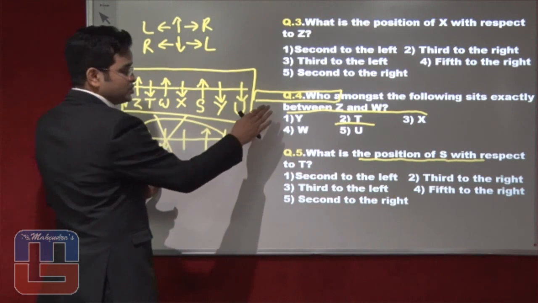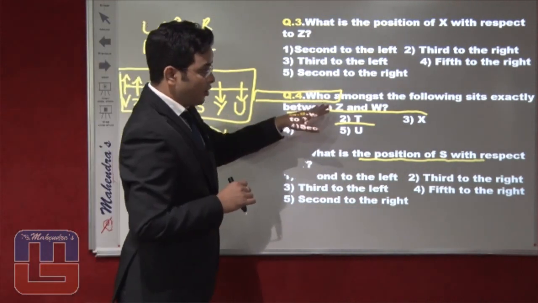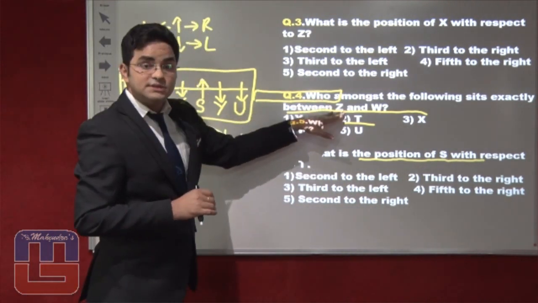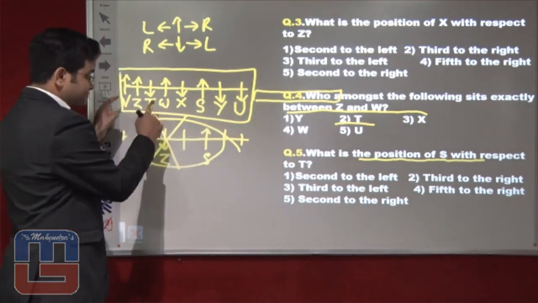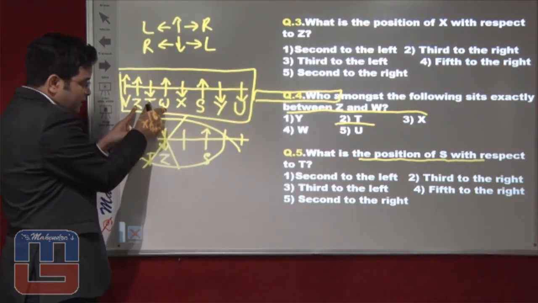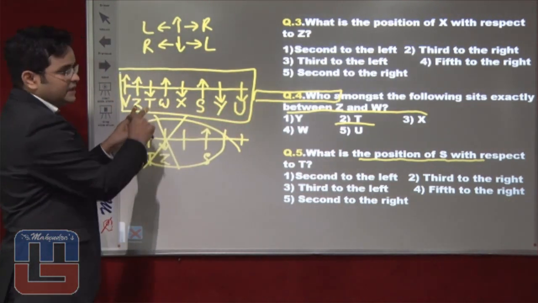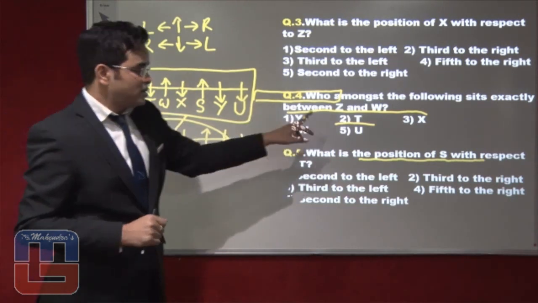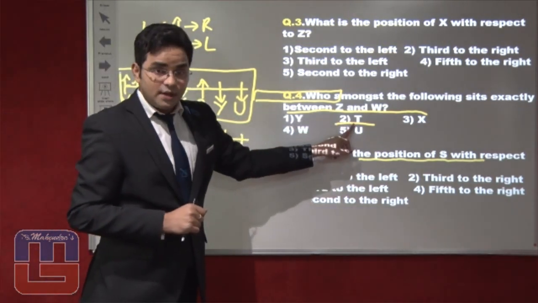Let's take another question. Question number 4. Who among the following sits exactly between Z and W? Check it. Z and W are given. Here it is T. We can see that T is exactly in the middle of them. It means our answer option is T.